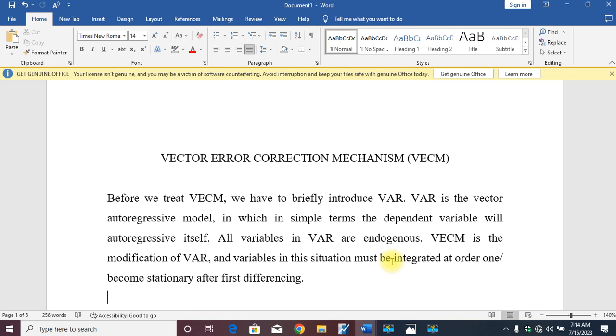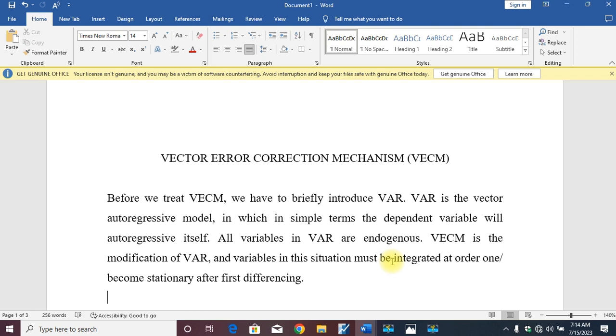Why are they endogenous? They are endogenous because in the VAR model, it is expected that the situation is atheoretical. In the VAR model, it is very, very difficult to identify a theoretical framework upon which the VAR is built. So given the contemporaneous relationship in the VAR model, for you to build a VECM model, you must understand what the VAR is all about.